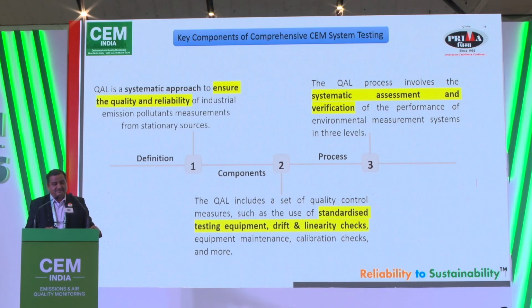So what will QAL 1 give you? It ensures quality and reliability: standardized component testing, equipment drift and reliability checks. These are basically the SOPs, the operating procedures, by testing which you are ensuring this. It is a systematic assessment and verification as per the standard that has been defined and worked with for more than 100 years by European or American countries, who have been using CEMS for many years.